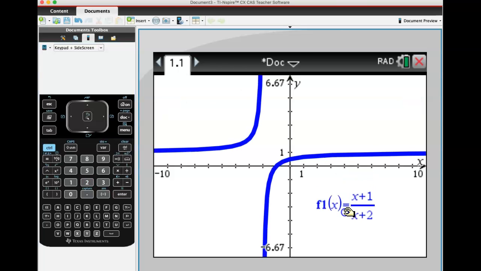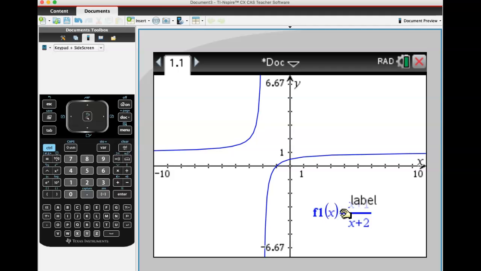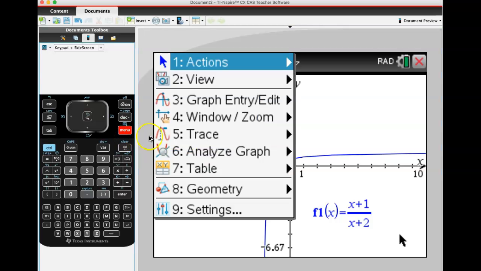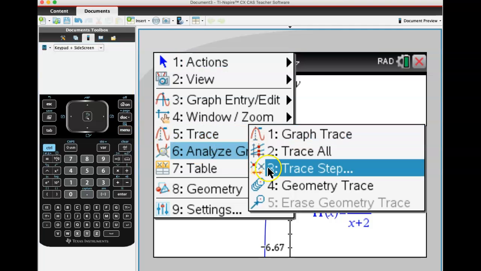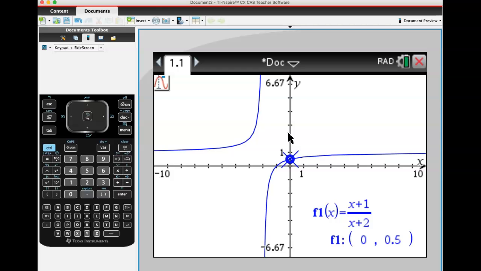Now notice, we can visually see our asymptotes. There is a vertical asymptote at x equals -2, and a horizontal asymptote at 1. We can find these graphically at the same time. To find a horizontal asymptote, I'm going to say menu, and we are going to trace the graph. Right now you see it's at 0 down here.